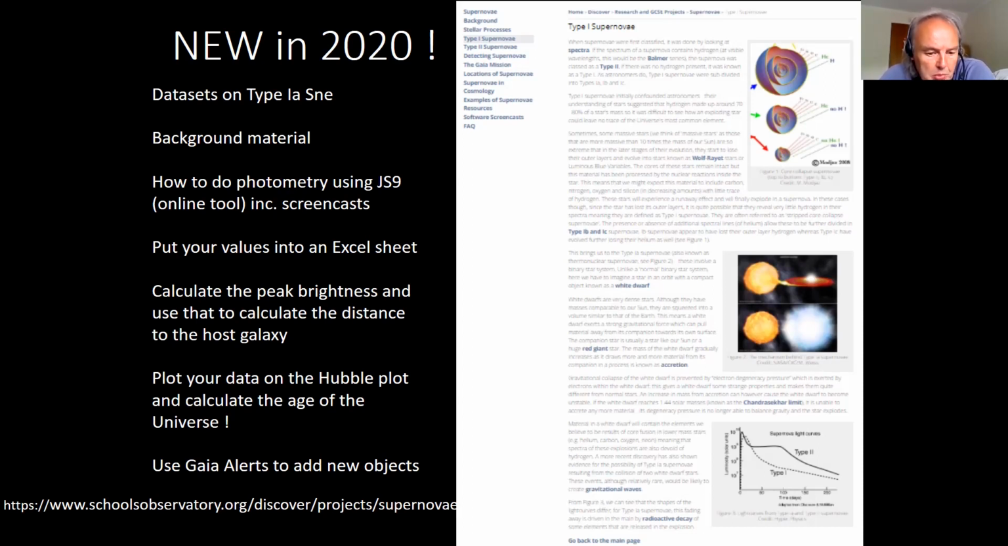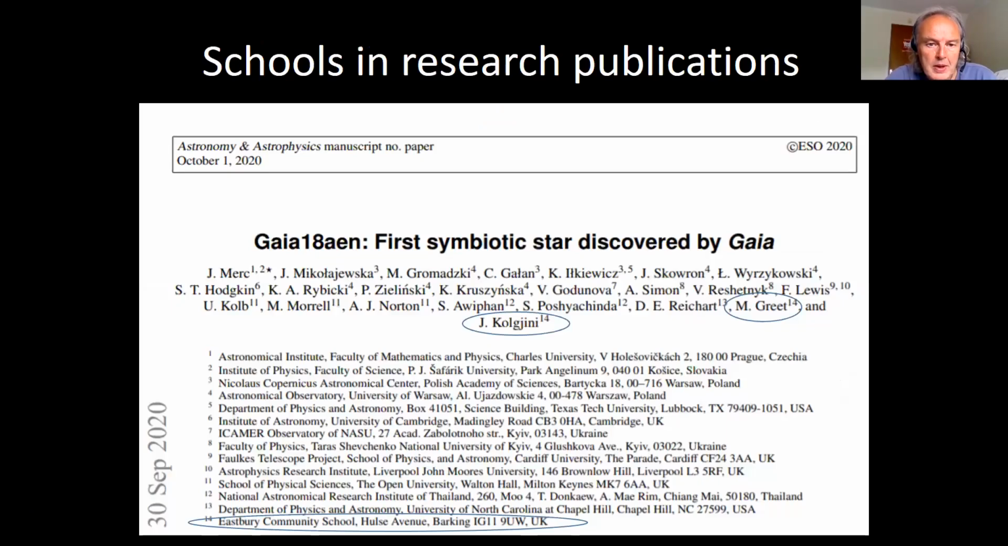So Gaia, the European Space Agency mission, provides a series of alerts updated daily, and we can use those as a feed for new targets, new and interesting targets. Again, the web link is at the bottom of that, and I would encourage you to have a look at these projects and give feedback to me on what you think of them.